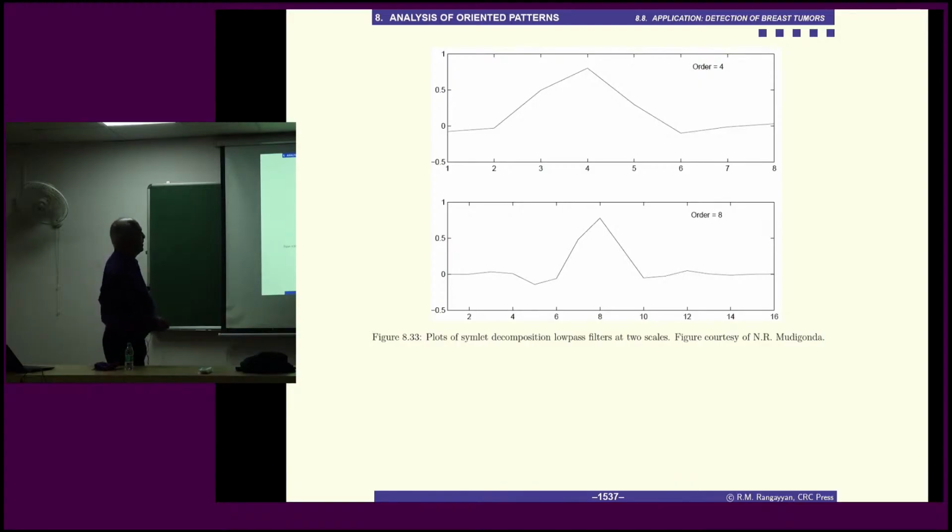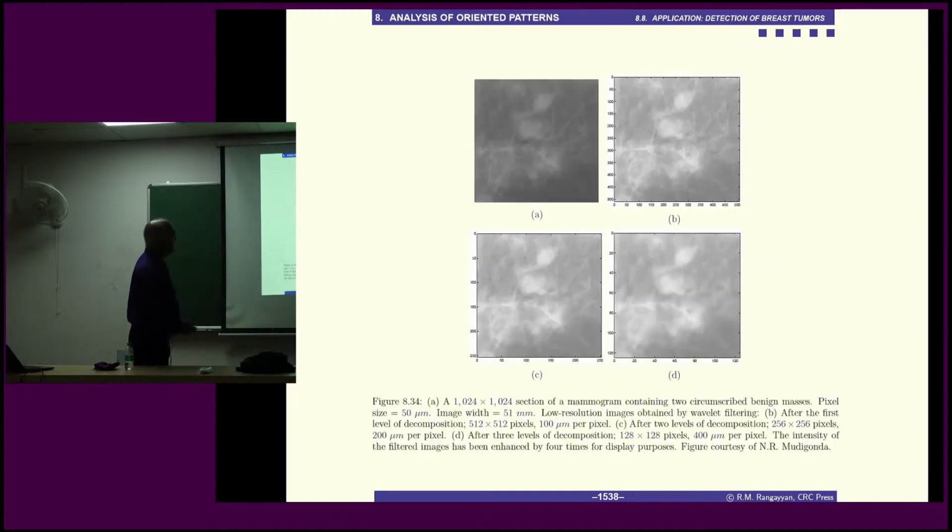Okay, this shows the wavelet in 1D. This is the simlet at 2 scales. The wavelet looks like that, and this is order 8, order 4, order 8. So here is a part of a mammogram. I show only parts of mammograms. We will show the detection in a full mammogram later.